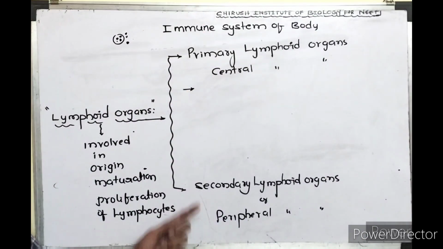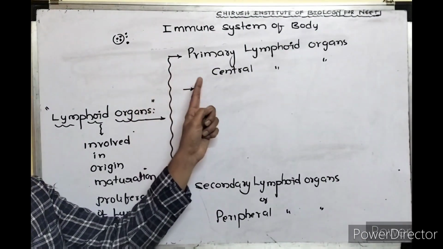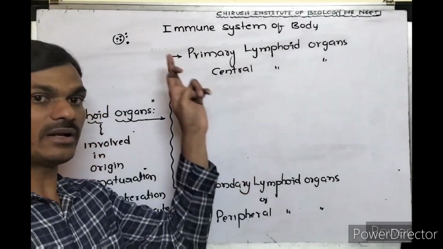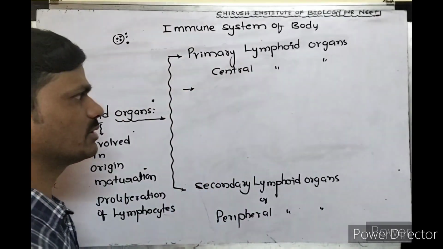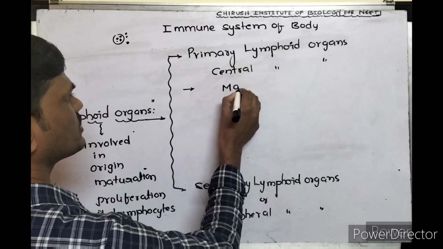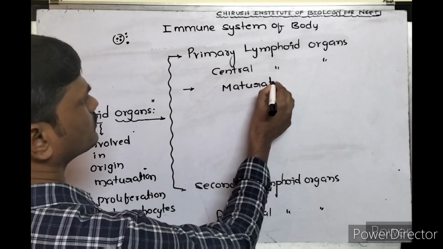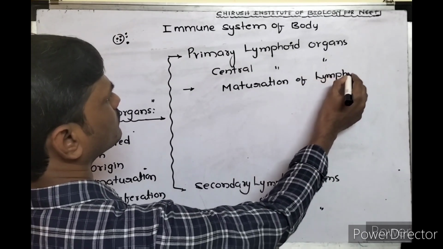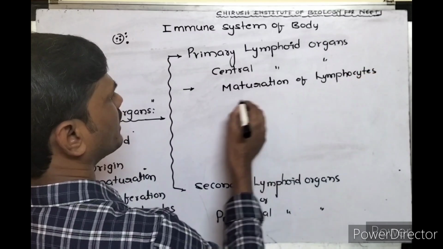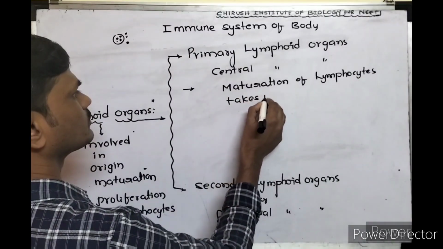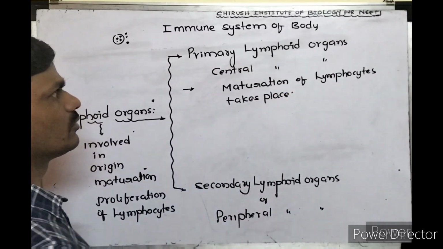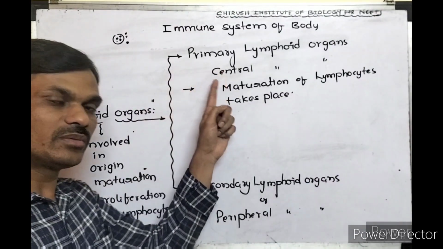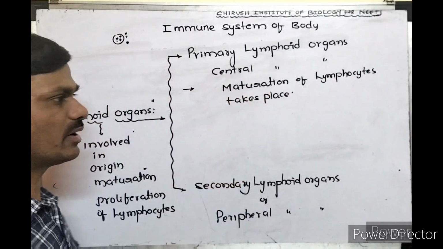Primary lymphoid organs are where maturation of the lymphocytes takes place. Where maturation of the lymphocyte takes place in an organ, we are calling them primary lymphoid organs. So the organ where maturation of the lymphocyte takes place, we are calling them primary lymphoid organs.